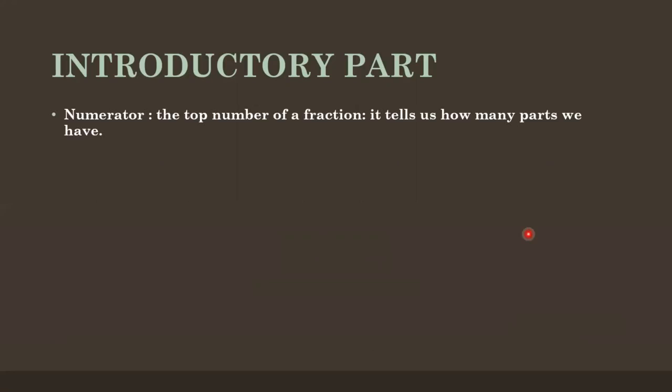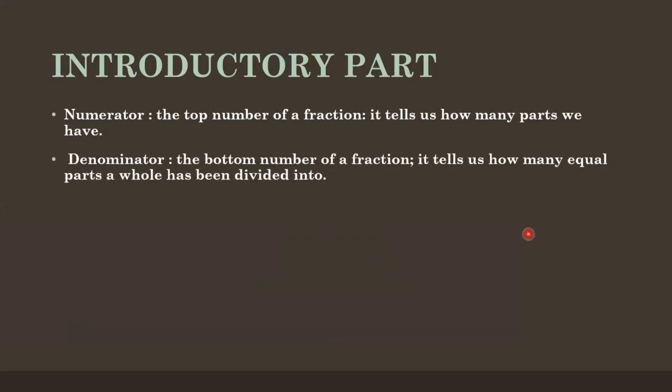So our first definition is numerator. What is meant by numerator? The top number of a fraction. It tells us how many parts we have. So when you see a fractional number, you know it's in the form of numerator by denominator. The numerator is the top number of a fraction and it tells us how many parts we have.